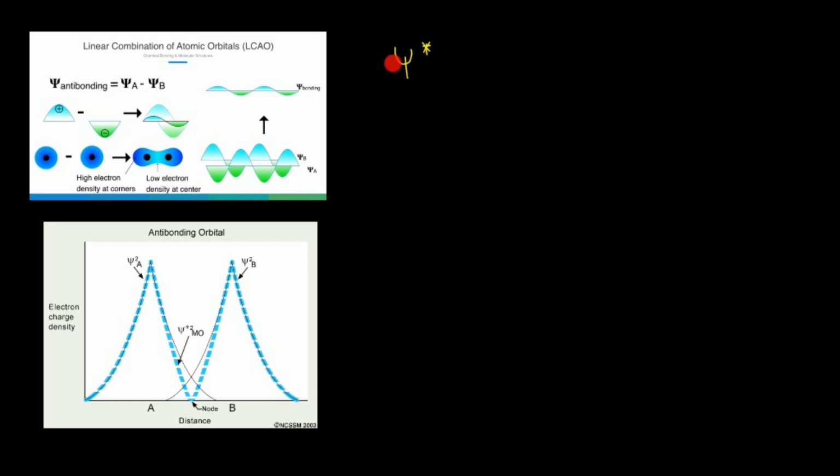So what happens when we combine linearly these two atomic orbitals? My second way of combining them is: my psi A will combine with psi B like that, right? This is how I can get the wave function for the anti-bonding molecular orbital. This is the wave function of the hydrogen atom A. This is the wave function of the hydrogen atom B.